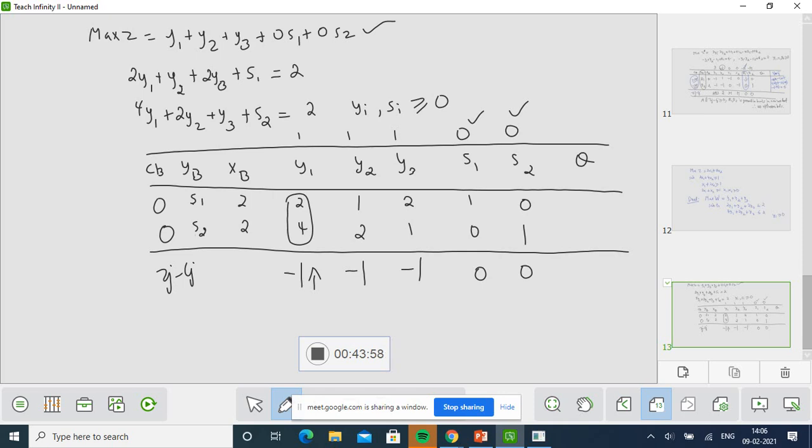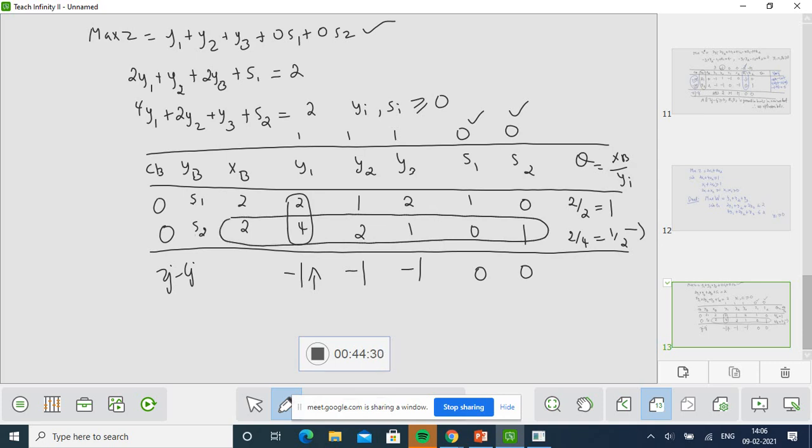I want to find the theta value. What is theta now? Here it is 2 by 2, value is 1. Here it is 2 by 4, value is half. That is, you should take xb by yi. Theta is xb by yi. So this is the value. The smallest one leaves, so this becomes my key row.